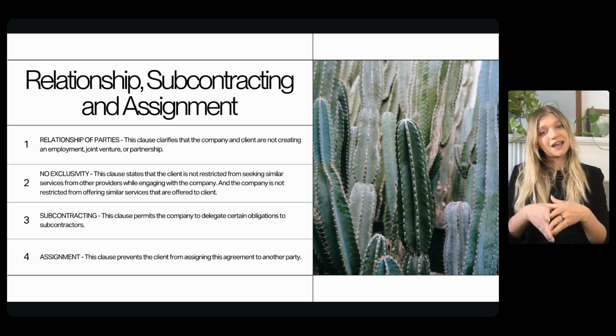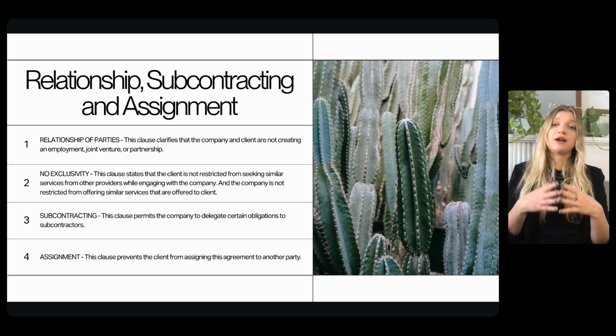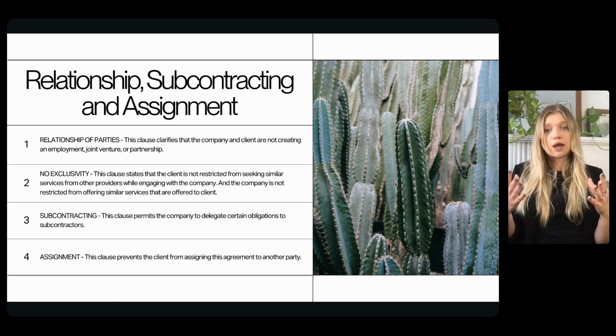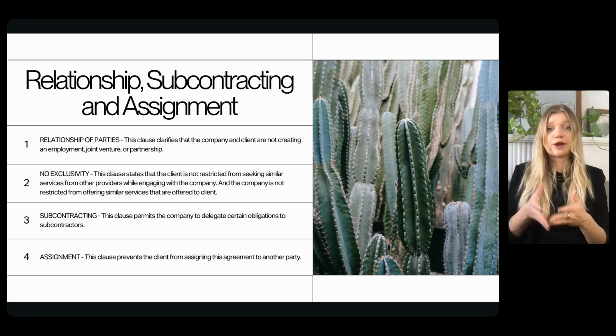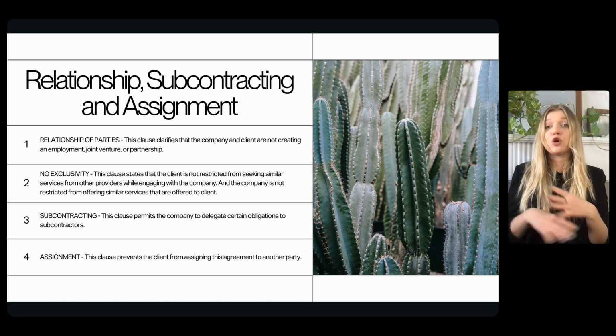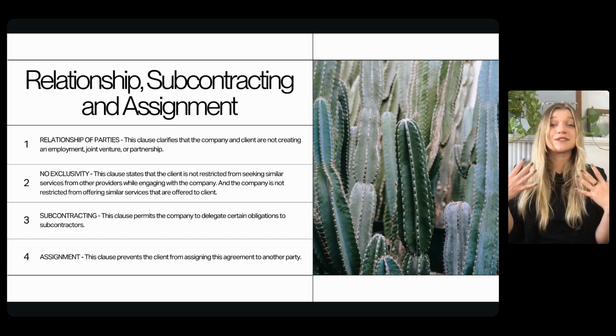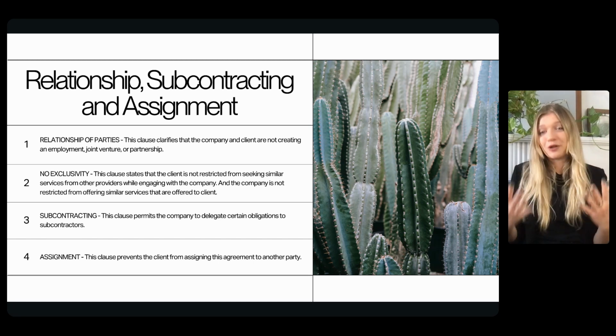Assignment. This means that the client cannot transfer the agreement to someone else, so pay attention that this clause is included. Imagine if you woke up one morning and your client decided that they could no longer afford the services and decided to sell your contract off to Greg, a friend of theirs. You don't know Greg or his business, but now you have a retainer agreement with them out of nowhere. So make sure you have a clause that prevents this from happening and prevents them assigning your contract to someone else or any other third party.